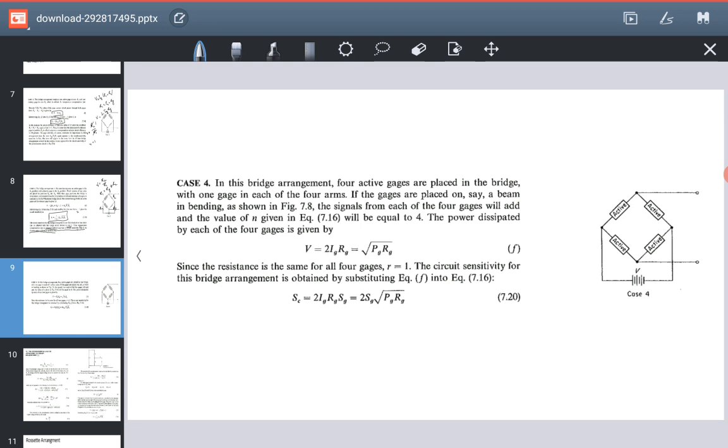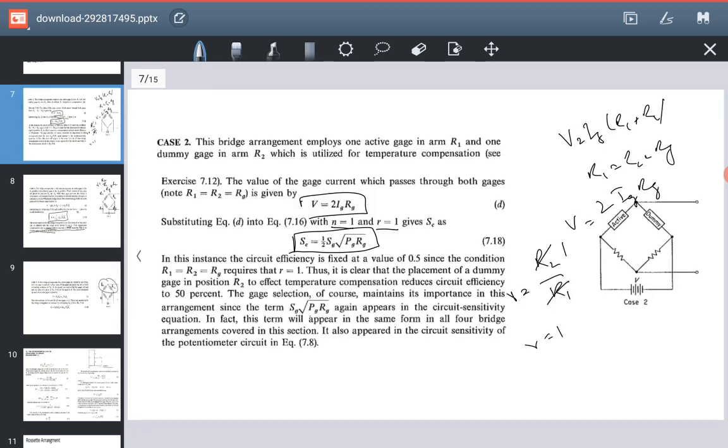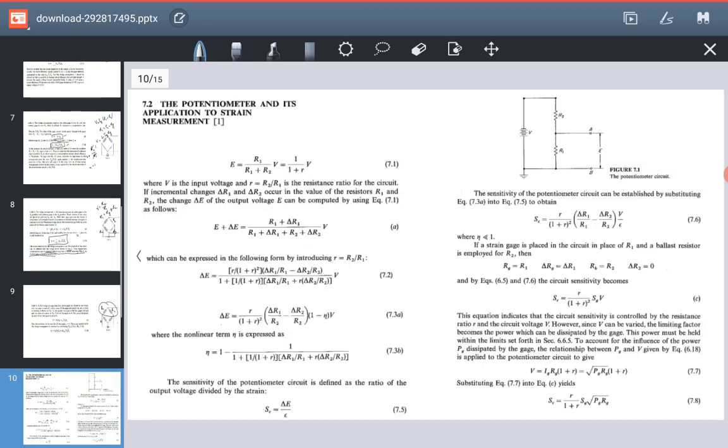Now we have a case 4 in which we have active gauges in place of all resistances. So we again have R1 equal to R2. When R1 is equal to R2, we have the same condition. Now let's read the conclusion.